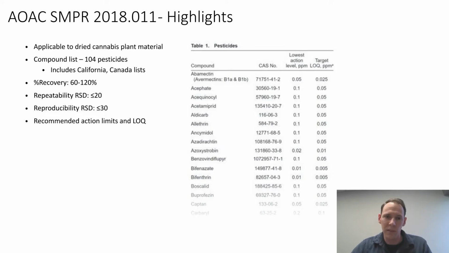And within that list of 104 is pretty much any United States requirement for an individual state cannabis program, and that includes California, and also Canada in that list. And there are a number of other requirements such as the percent recovery, repeatability, and reproducibility of the method. And in addition, each pesticide has a recommended action limit and a limit of quantitation.